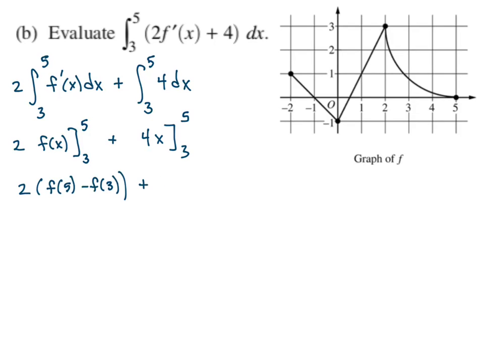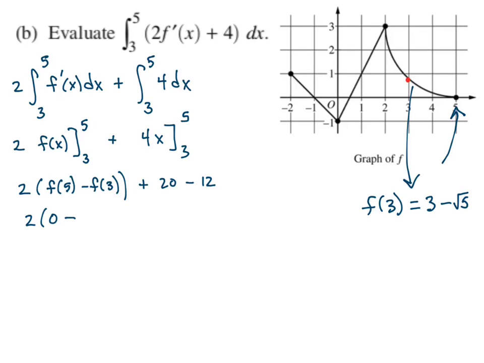So 2 times f of 5 minus f of 3, and then plus 20 minus 12 would be the 5 and the 3 plugged into the second one. So now I'm just going to use that graph and see what my ordered pair values are. So 2 f of 5, if I look at the graph right here, f of 5 is 0. So that first part is going to be a 0. And then f of 3 is actually the ordered pair that they gave me right there in the beginning.